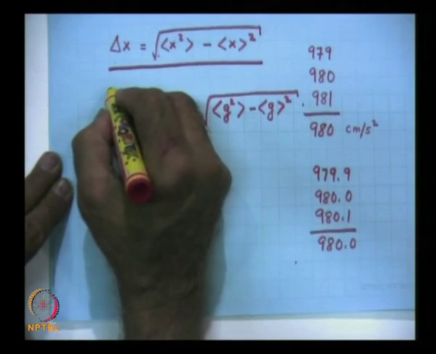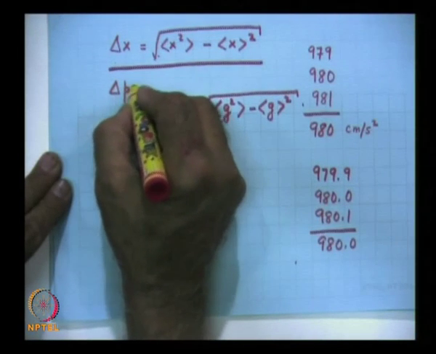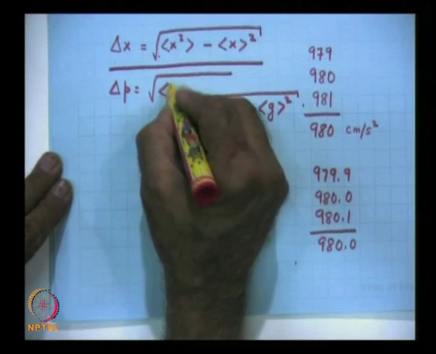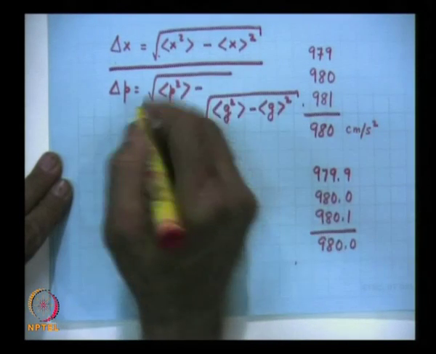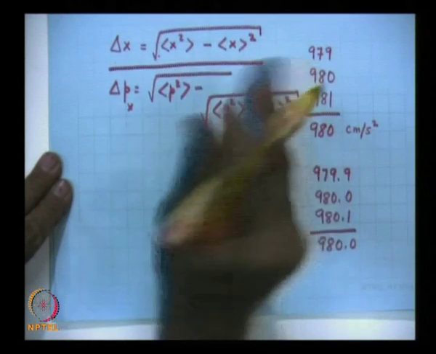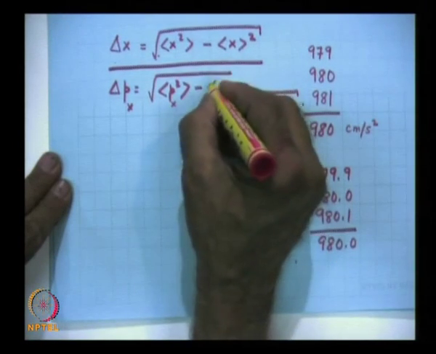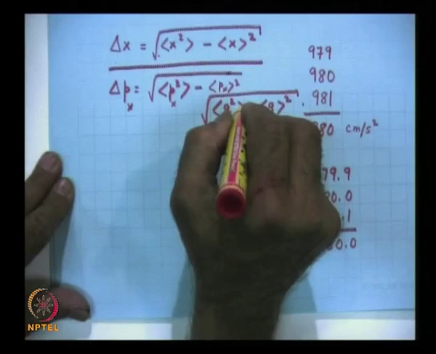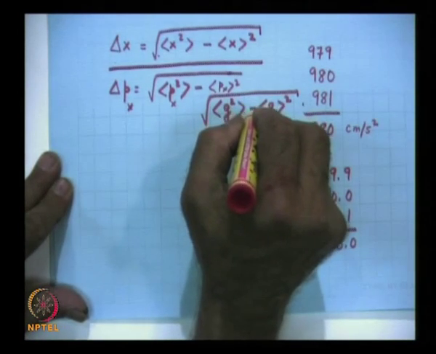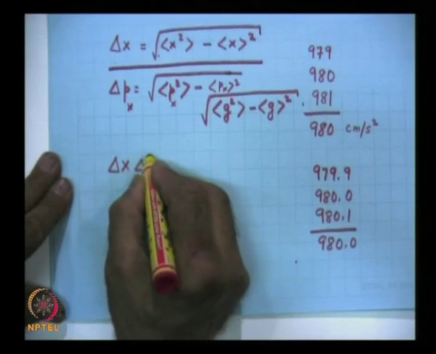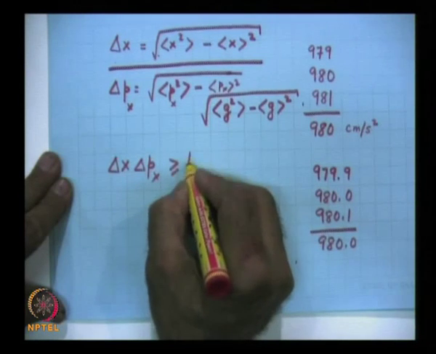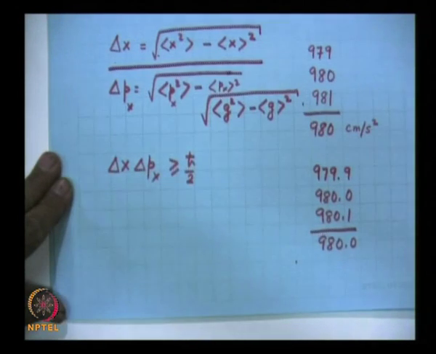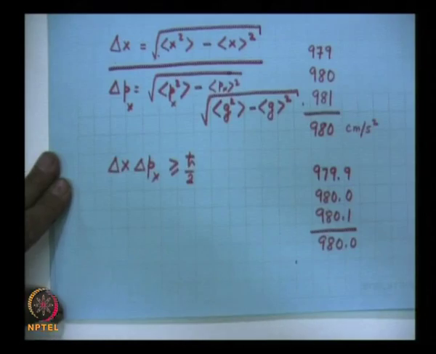Similarly, if I make the measurement of the momentum, then I will write it as the square root of the average of the square of the momentum. I am only considering the x component. So, px square average minus px average whole square. I will show that for any wave function, the product delta x delta px is greater than or equal to h cross by 2. So, this is an exact statement for the uncertainty relation.